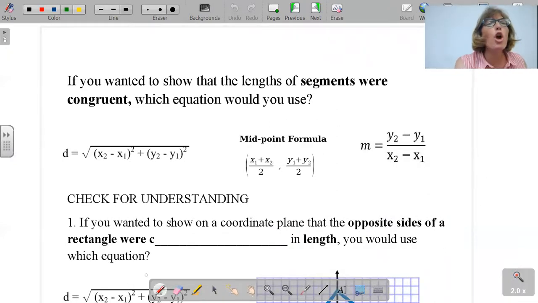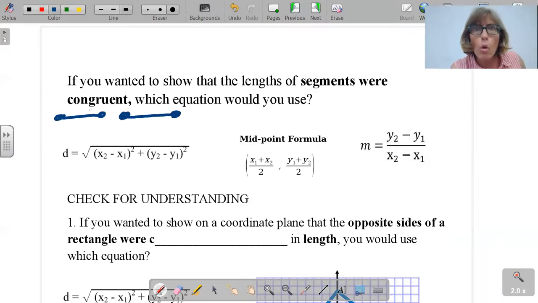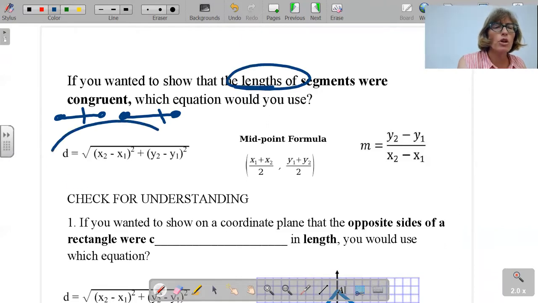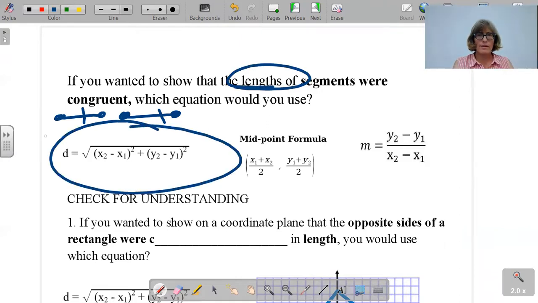If I wanted to show two segment lengths were congruent, which would you use? Distance, midpoint, or slope? Since the key word here is lengths, you would use distance.